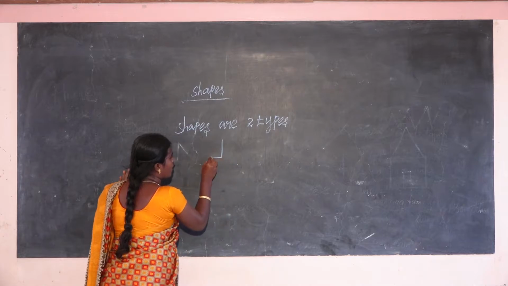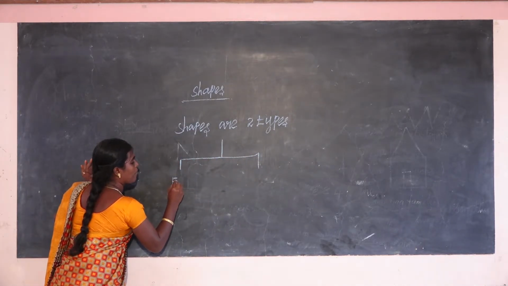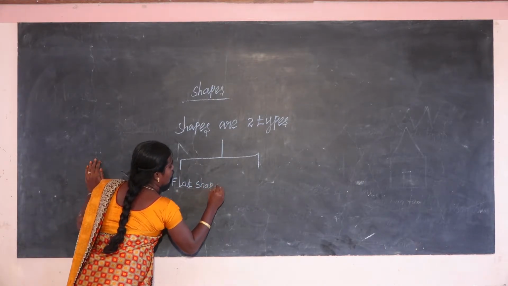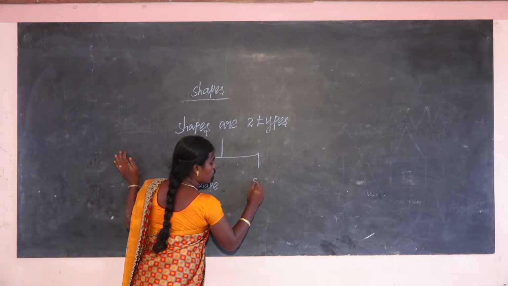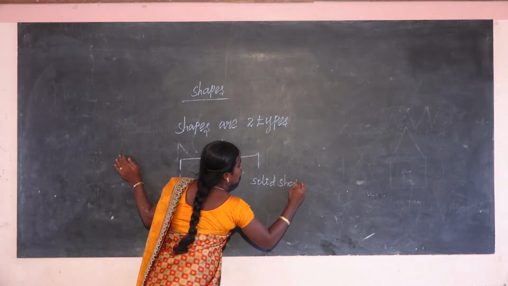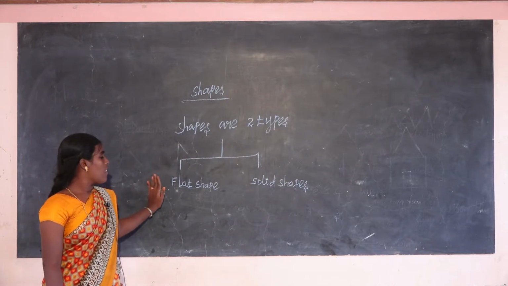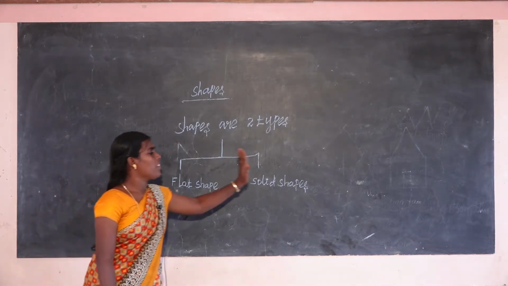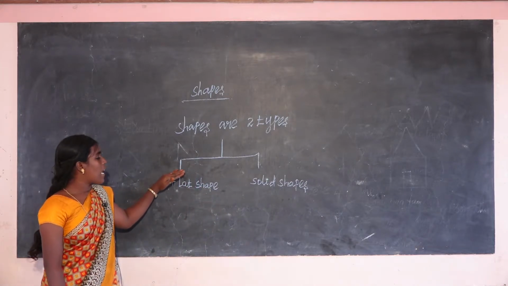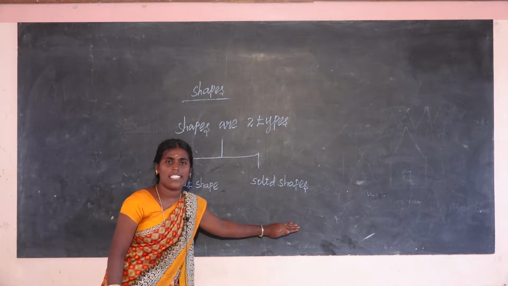The first one is flat shape. Another one is solid shape. Shapes are of two types. The first one is flat shape, then another one is solid shape. Now some examples of flat shapes, then some examples of solid shapes.